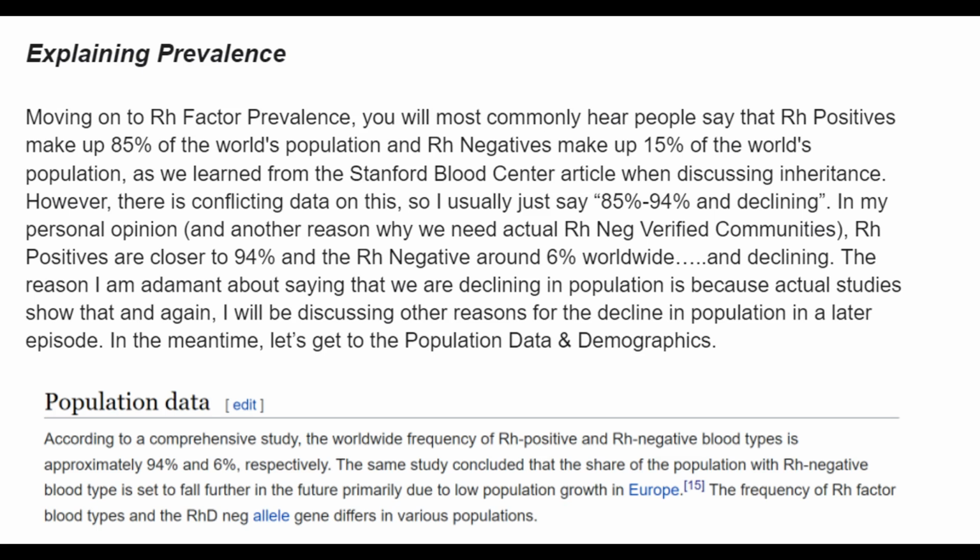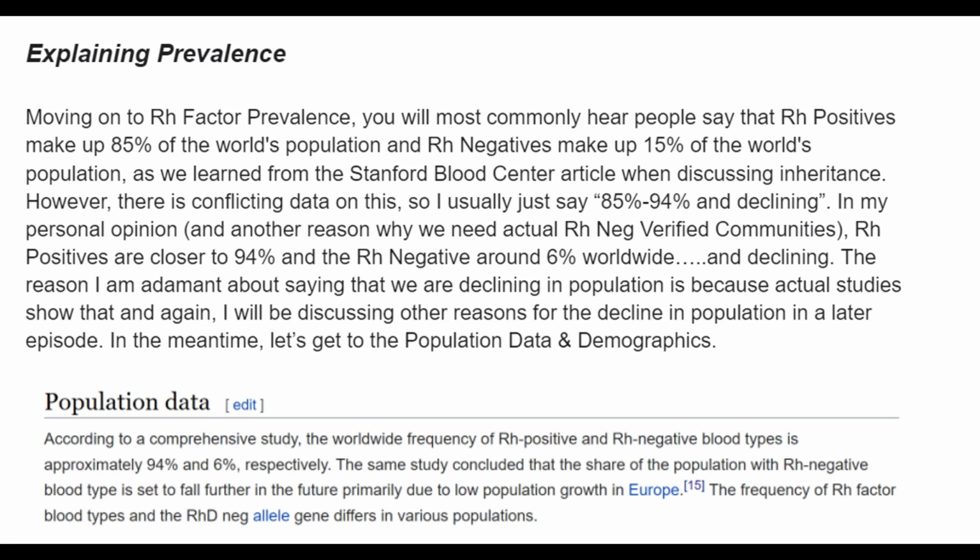Moving on to Rh factor prevalence. You will most commonly hear people say that Rh positives make up 85% of the world's population and Rh negatives make up 15% of the world's population, as we learned from the Stanford Blood Center article when discussing inheritance. However, there is conflicting data on this, so I usually just say 85% to 94% and declining. In my personal opinion, and another reason why we need actual Rh-neg verified communities, Rh positives are closer to 94% and the Rh negative around 6% worldwide and declining.